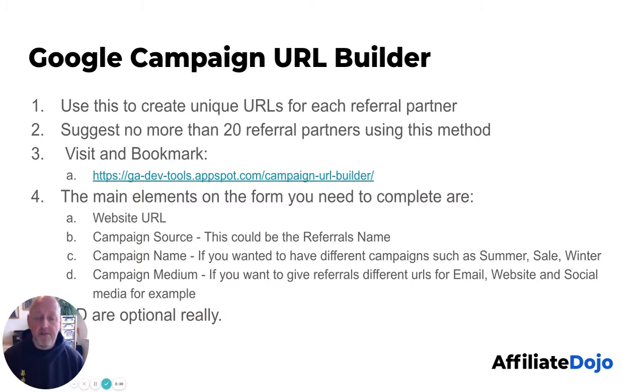So point 3, visit and bookmark that URL. It looks a bit dodgy, but it is actually a Google URL. So that's all good. The main elements you're going to need for the campaign builder are potentially four points. You're going to need your website URL, or the page that you want to send people to. That's part A. Part B is the campaign source.